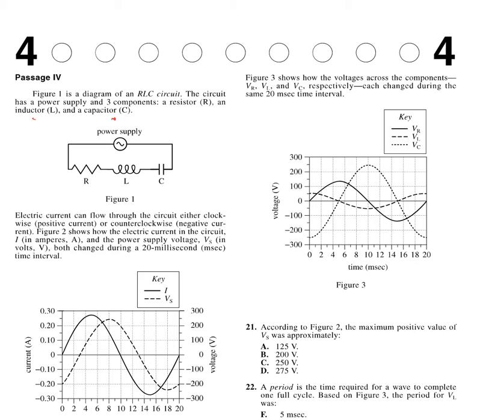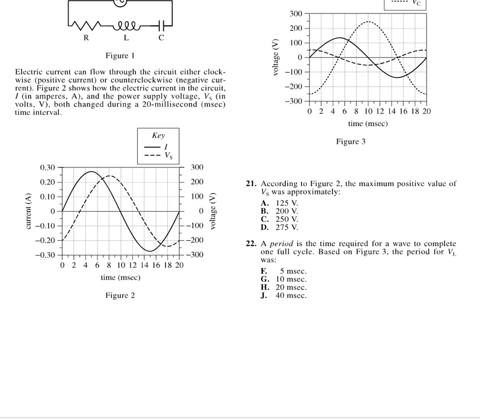So here we go. We're looking at an RLC circuit. Here's what the letters represent: resistor, inductor, and capacitor. You can look at the little chart right there. Figure 1 is looking at a couple different types of currents. Let's see what it's saying: current in the circuit, I_L, and the power supply voltage, VS. You can look at this chart, and we'll be referring back to it.